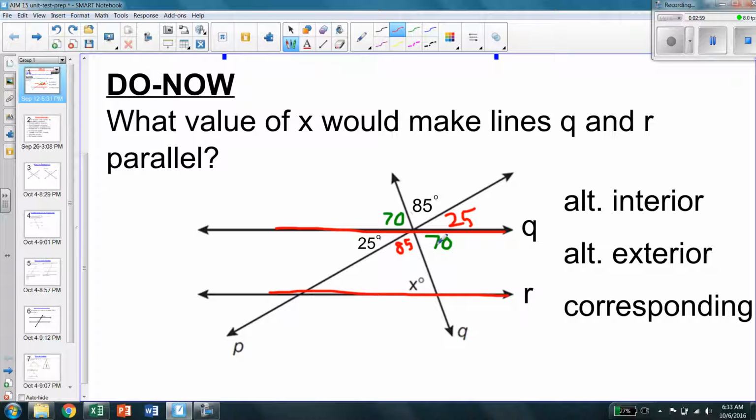So here we go. This one's 70. This one has to be 70, because that would be alternate interior. They're on alternate sides of the transversal inside the two parallel lines. So if this was 70 and this was 70, then the two lines would have to be parallel. Okay.